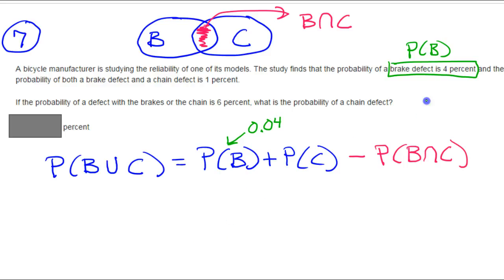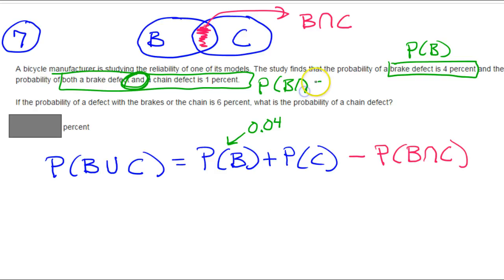What else are they giving us? The probability of both a brake defect and a chain defect is 1%. That's your intersection right here. So this is where they're giving us the probability of brake defect and chain defect. They're giving us this intersection. They're telling us that this is 1%. That's 0.01. What else are they giving us?